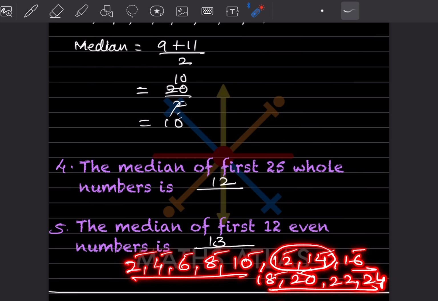So 12 plus 14 divided by 2. So that will be 26 divided by 2. So that will be 13. So the median of the first 12 even numbers is 13.